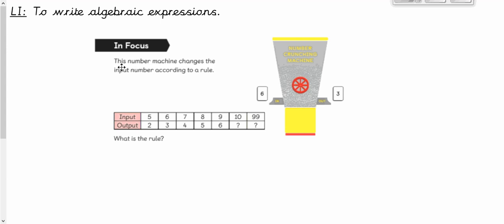So this number machine changes the input number according to a rule. Input, put something in. Output, take something out, what you get out of it. So it says here, you put 6 in, you get 3 out. So here's the table, put 5 in, you get 2 out, 6 in, 3 out, 7 in, 4 out, 8 in, 5 out, 9 in, 6 out, 10 in, what you get out, 99 in, what you get out. Think about the rule. Lots of you already are probably starting to grasp it, and we're going to talk through how we would work that out.